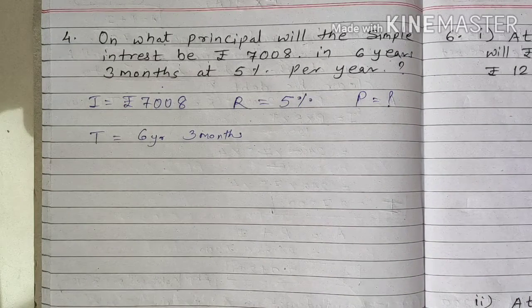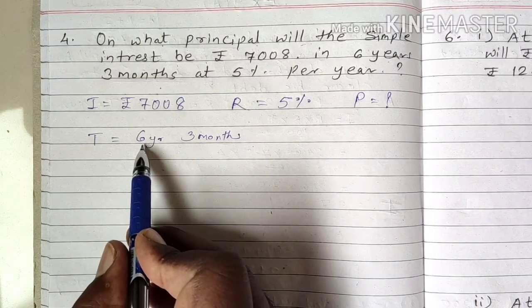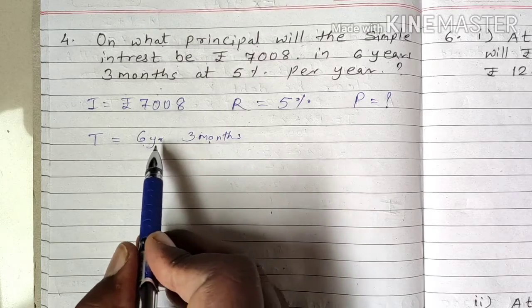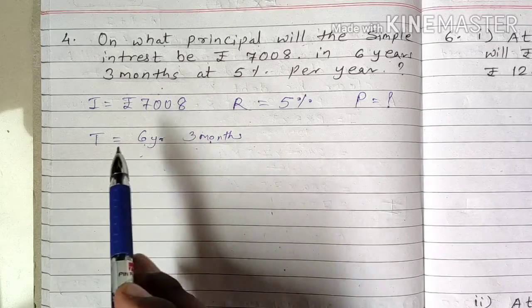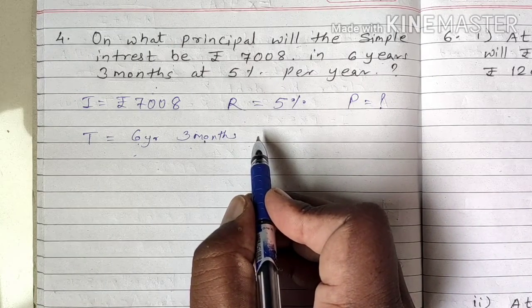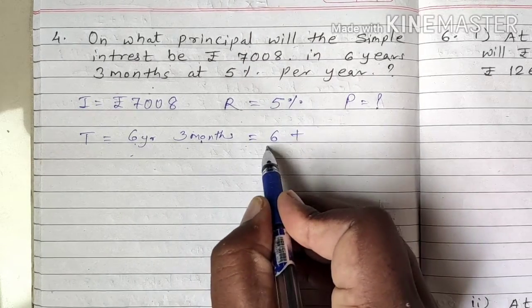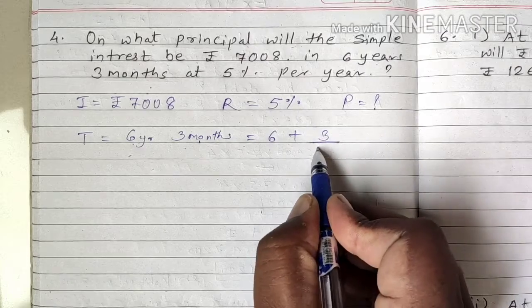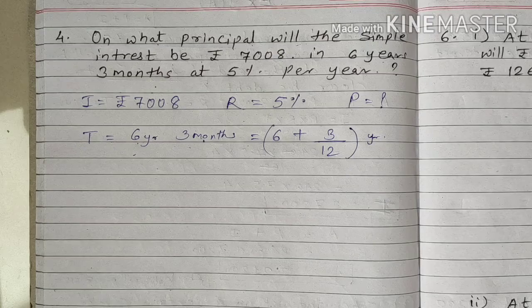Okay. Now to find out this principal amount, whatever the time is given to us, that time should be in years only. But what is given to us? 6 years and 3 months. So the first thing that we have to do in this question is convert the given time into years. 3 months can be written in years. 6 years should be there, and 3 months means 3 upon 12 years. Is that clear? Understood what we have done?